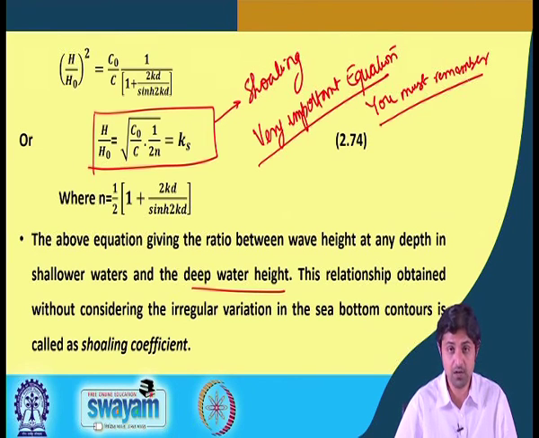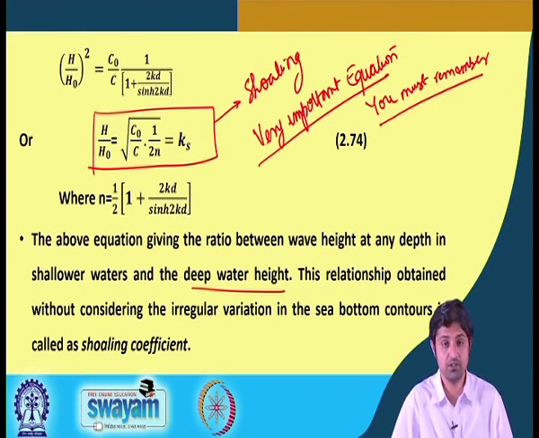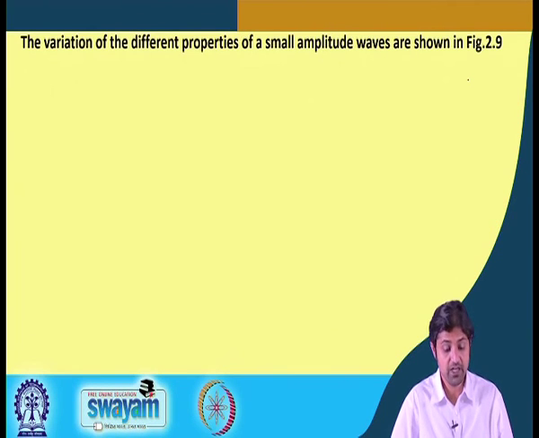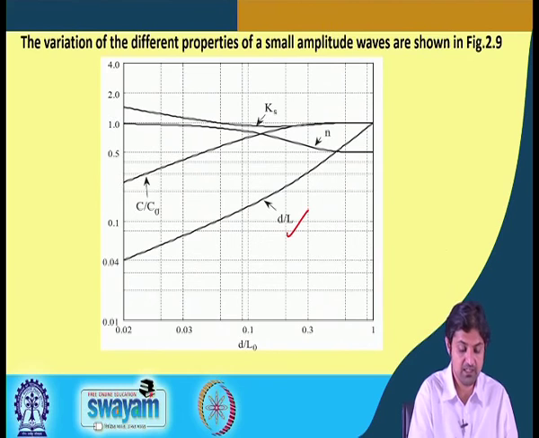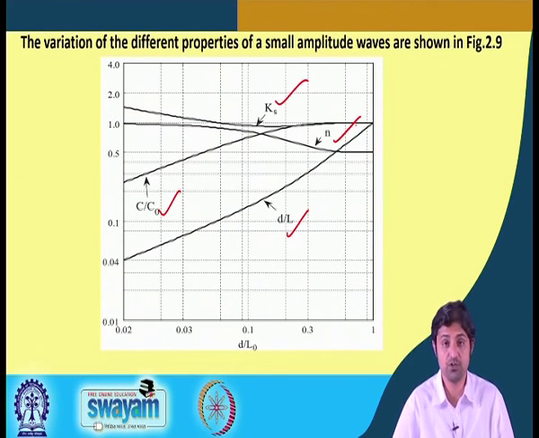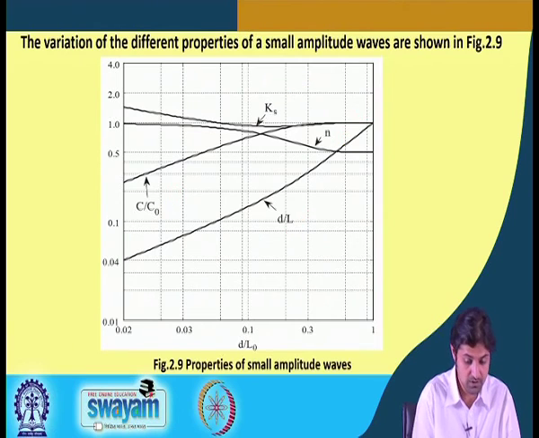All right. So, there are some formulas to remember, but remember only the simple ones, the ones that I have already told you. So, by equating the wave power, we have been able to obtain the wave height transformation if the wave propagates from one depth to the other depth. All right. So, the variation of different properties of small amplitude waves are shown in this figure. You do not need to pay too much attention, we have just plotted d by L, C by C naught, Ks and n, which you already know. Ks is the shoaling coefficient.